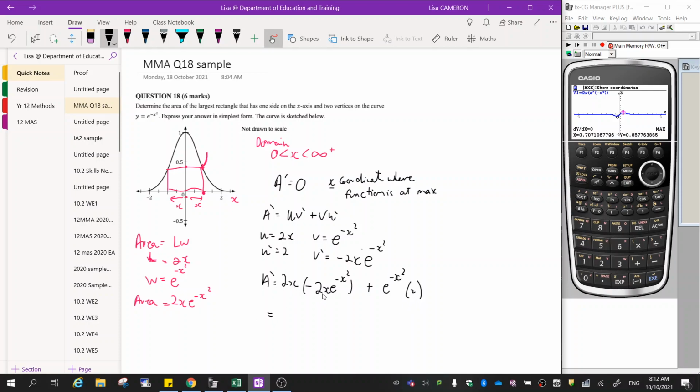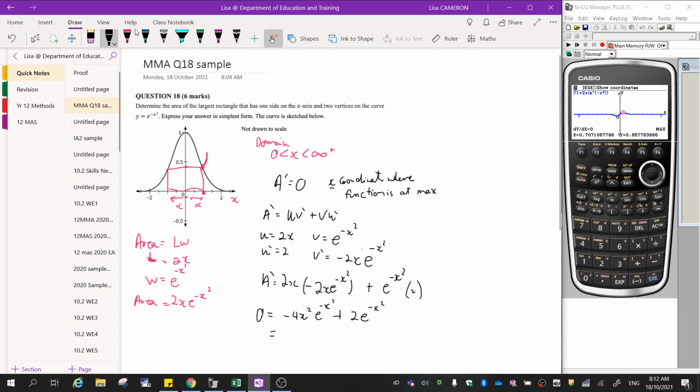If I do these two multiplying each other, I'll end up with minus 4x squared e to the minus x squared plus 2e to the minus x squared. Now, like we did before, we're going to let this thing equal 0 because we want to find the stationary point. So from here, this is just a little bit of a trick about factorising things out.